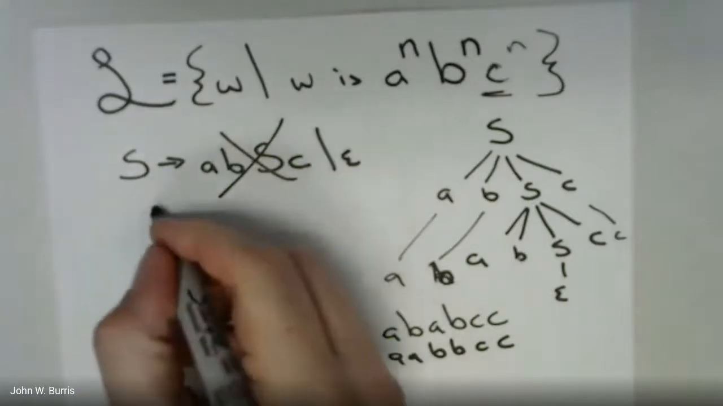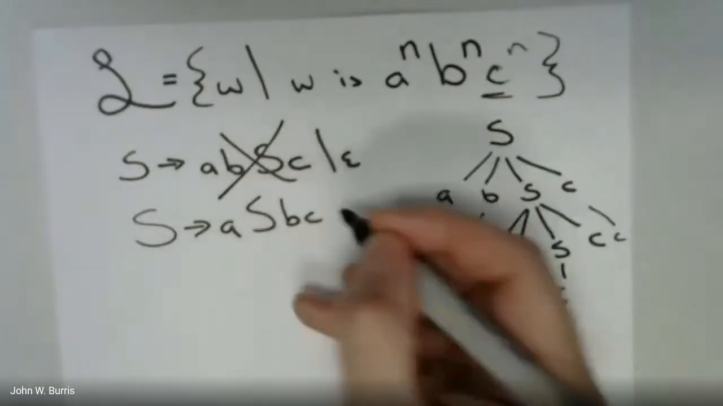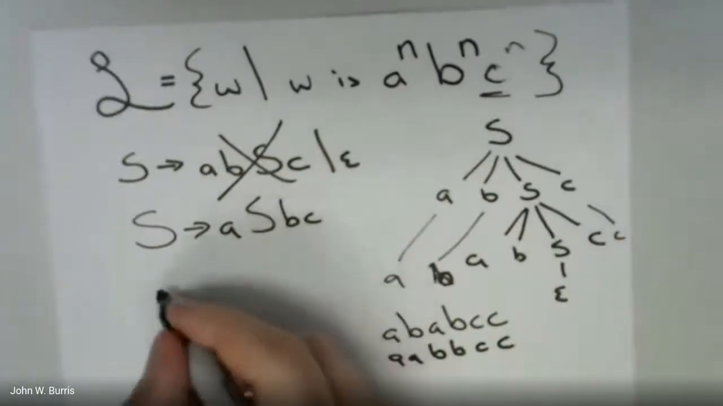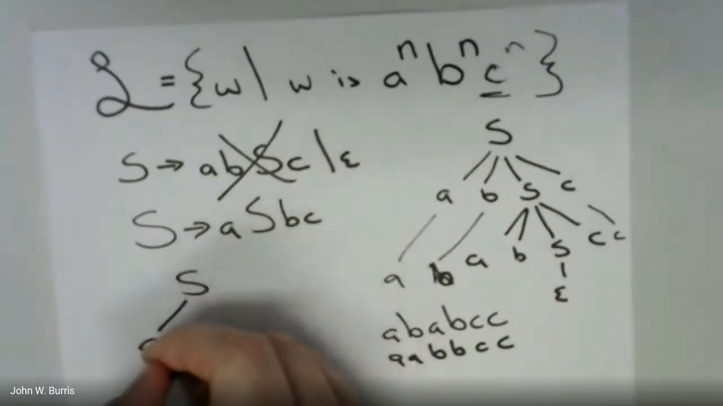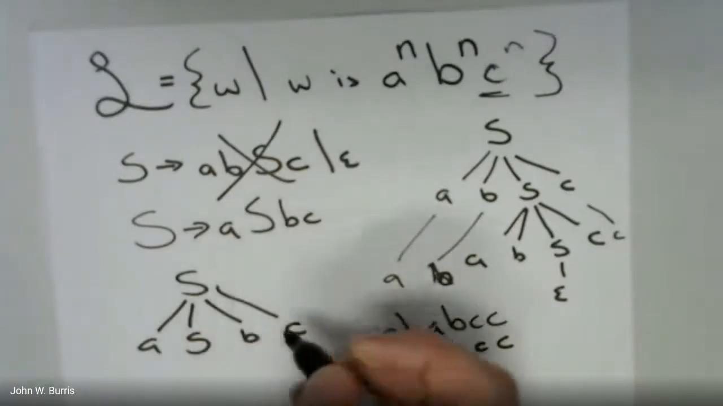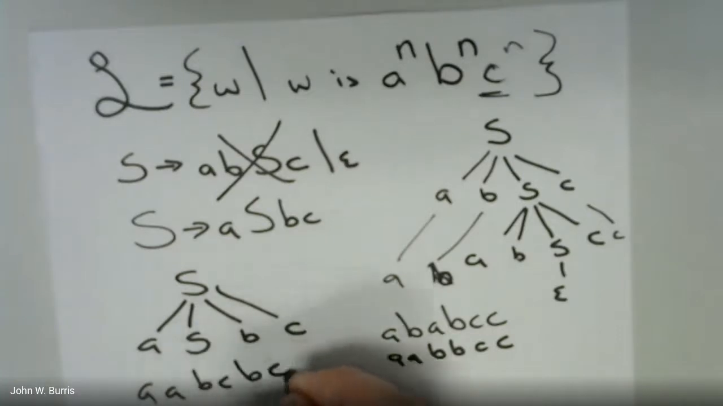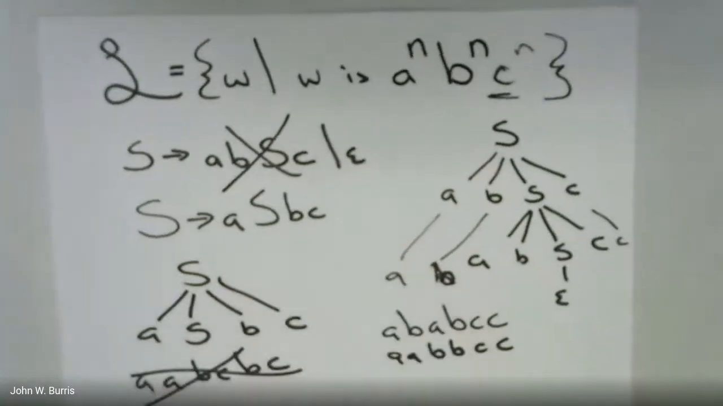The same thing would be true if we did it like this. S is A, S, B, and C. For the same reason, S is going to come down. It's going to give us an A, then an S, then a B, and then a C. And the same thing here. We're going to get A, B, C, B, C, which is not in the language. That's not good.